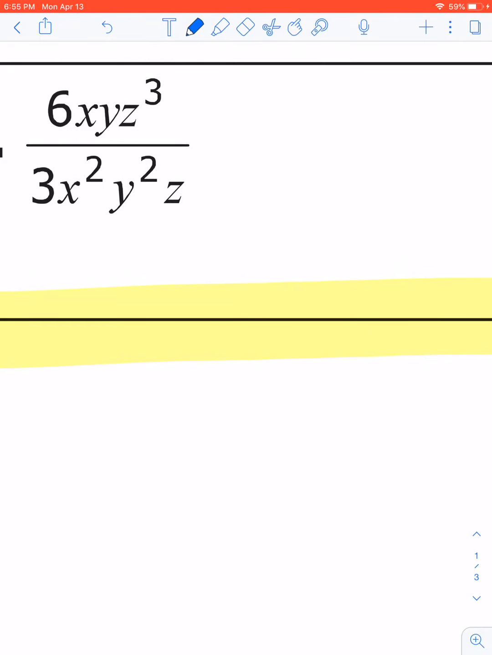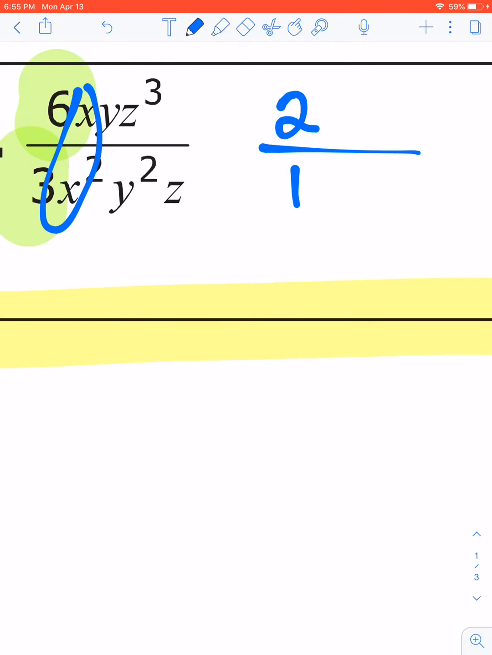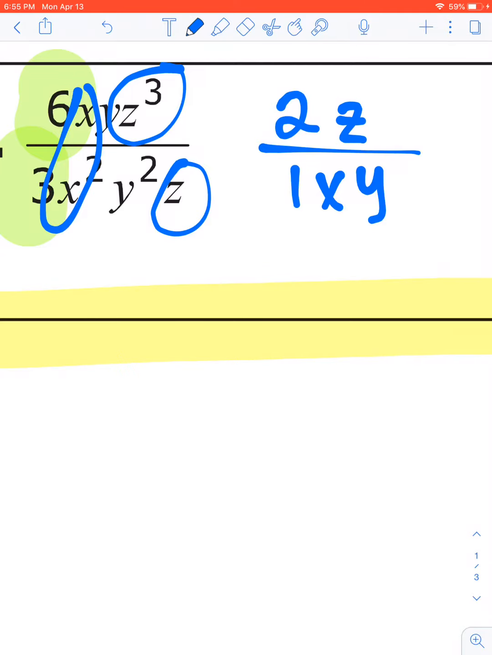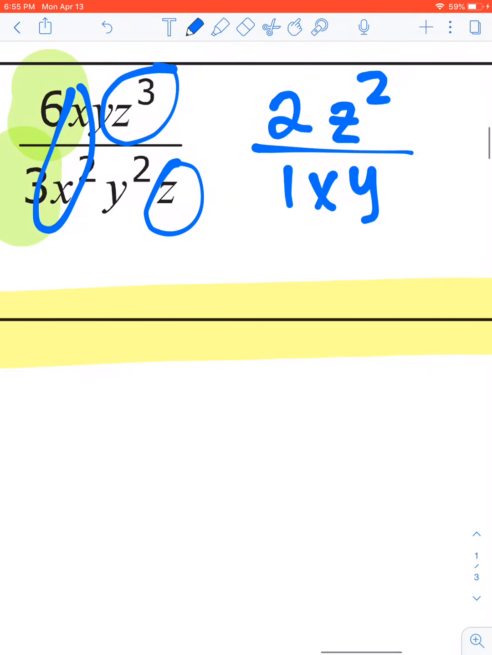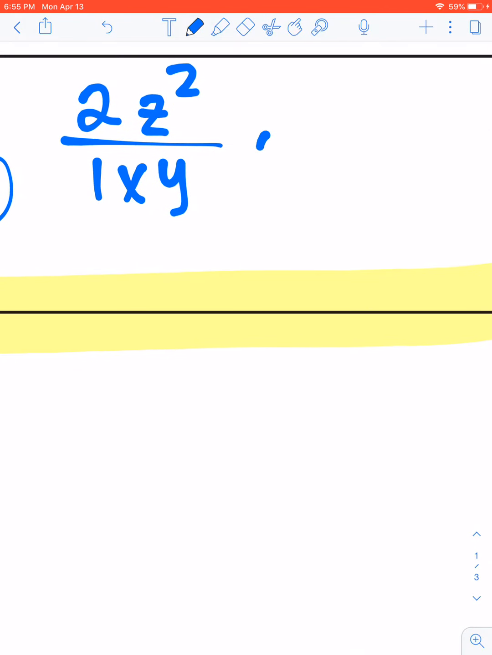All right. Again, we always focus on the number family first. It reduces to 2 over 1. When I look at the x family, I have an x on top, 2 on bottom, so that leaves me an x on bottom. I'm also left with a y on bottom. And then when I look at the z's, I would be left with a z squared on top. Please note that an answer key probably wouldn't print the 1, and it would leave my answer as 2z squared over xy.